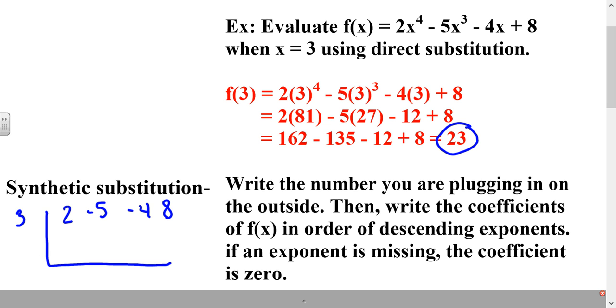Now, if an exponent is missing, you have to plug in a 0 for that number. So, for example, if I had f of x equals 5x cubed plus 2x plus 1, you'll see that I'm missing the x squared. So I would have to plug in a 0 in the place of that. So you really have to pay attention with that. With synthetic, that's the only thing that's kind of tricky.